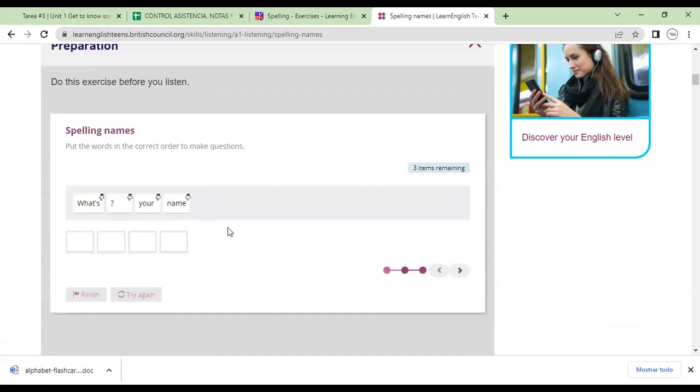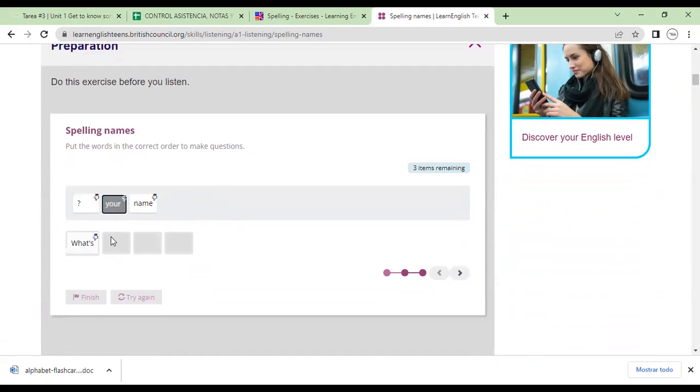What's your name? This will be like the first, right? What's your name? Is that right? That's the way we ask for a name? Yes or no? Yes. Okay, now do it by your own.